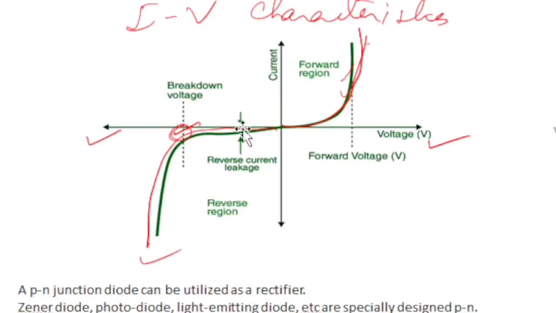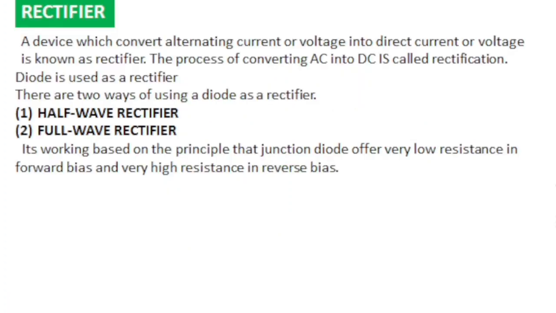It is used as a rectifier also, which is very important. Then Zener diode is also used as a photodiode, light emitting diode, etc. Zener diode is not in your syllabus for this year, but I'm going to discuss rectifier in detail, then photodiode, light emitting diode, and solar cell. So next one is rectifier.